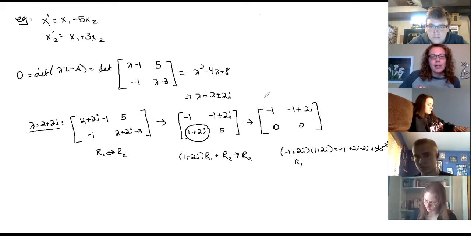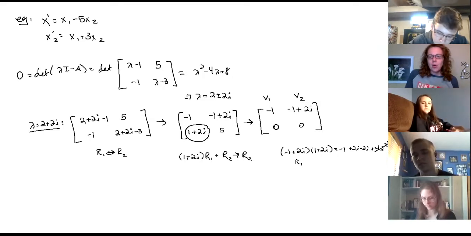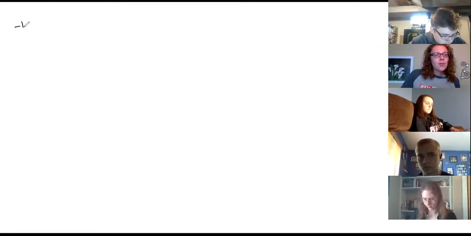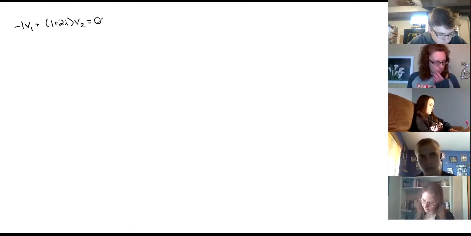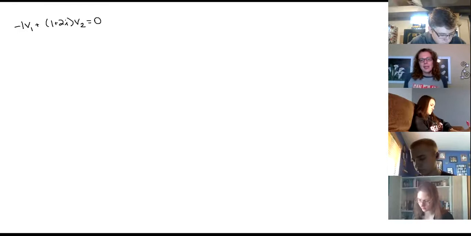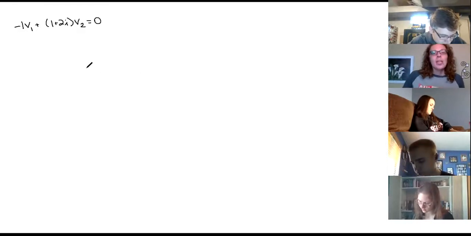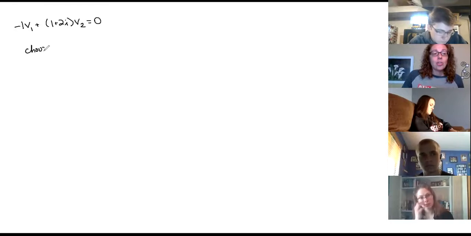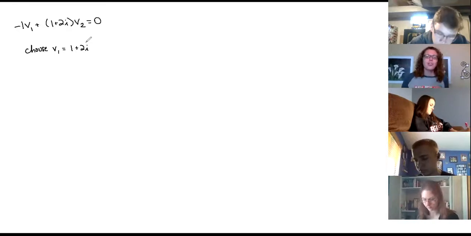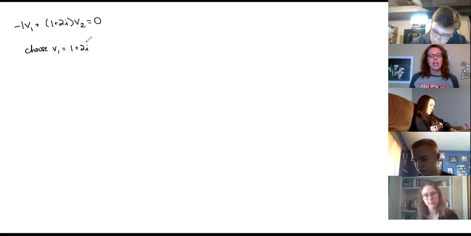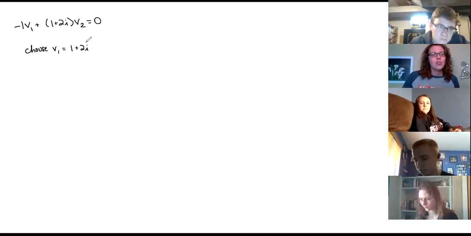So remember, V1 goes with the first column and V2 goes with the second column, right? So I have negative 1 V1 plus 1 plus 2i times V2 has to equal 0. We can pick anything we want, so let's choose V1 to be 1 plus 2i. I've got a 1 plus 2i in the second part, so choosing V1 to be 1 plus 2i will help me pair up with that V2.